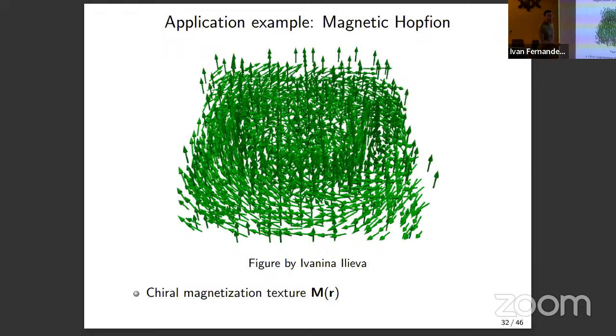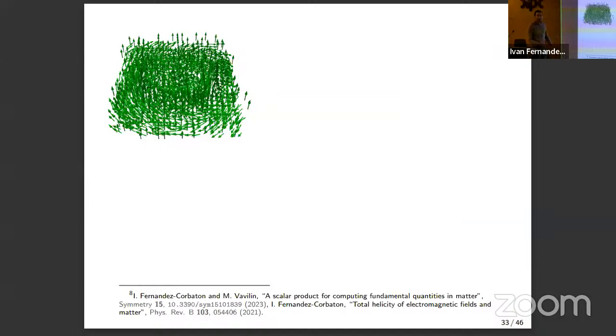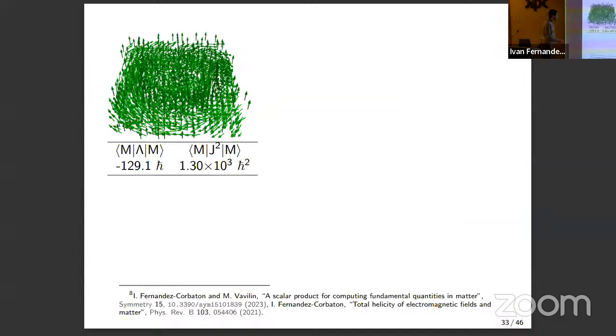So this is a magnetic field. This is the magnetization vector of a static magnetic configuration that is a skyrmion. Okay. And they say you can stabilize this in simulations. And some people have seen it already, in some kinds of magnets. Some people say you have not seen it, doesn't matter for us. So I'm assuming rho is 0 for simplicity, and now I can do sandwiches again. So one of them is, well, helicity. Okay, so I get a number, minus 129.1. I'm going to take the square, so I get another number.